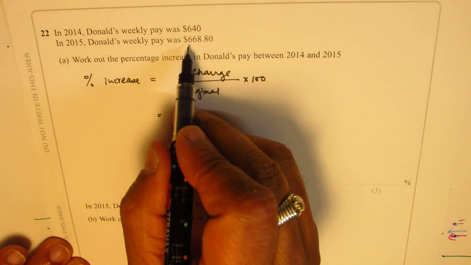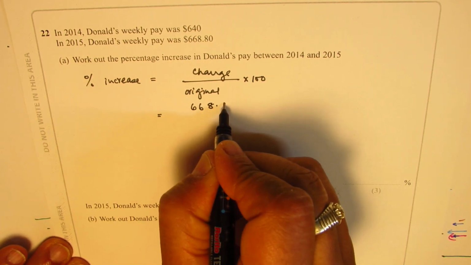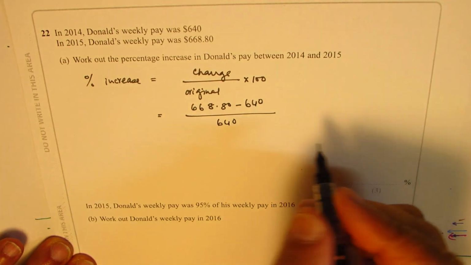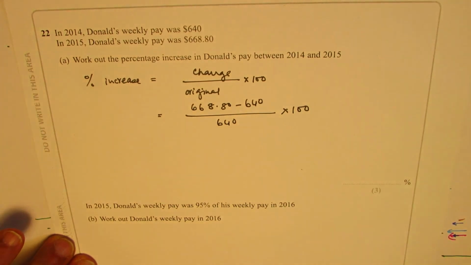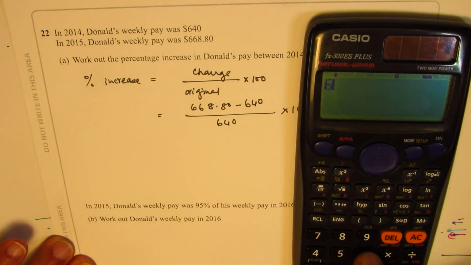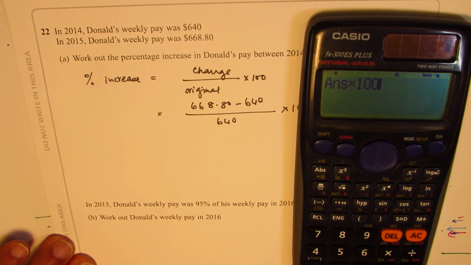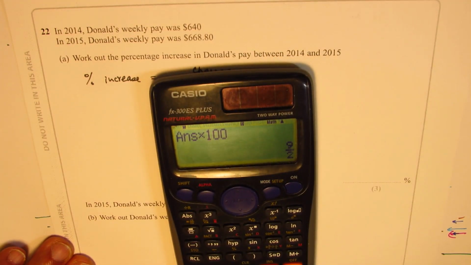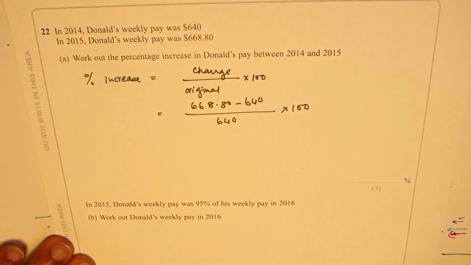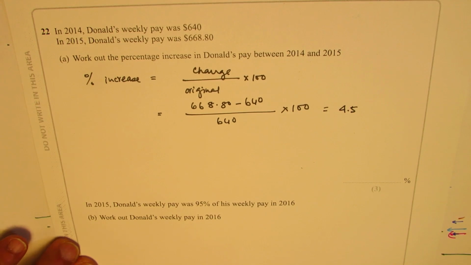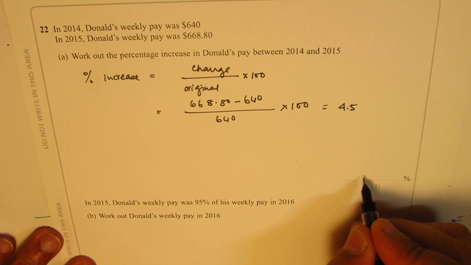So change is from 640 to 668.80. So we'll do 668.80 minus 640, over the original, which was 640, or initial you can write, times 100. Correct? So that is how we get percentage change. So it is 668.80 minus 640, divided by 640, times 100. That gives you 9 over 2. Let's do it in decimals, which is 4.5. So we have a percentage change of 4.5%.